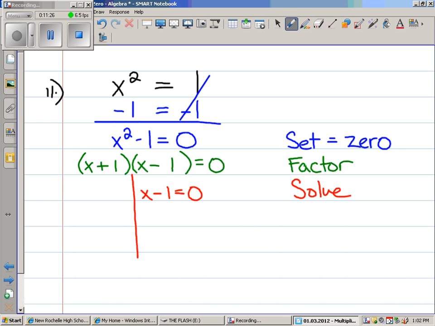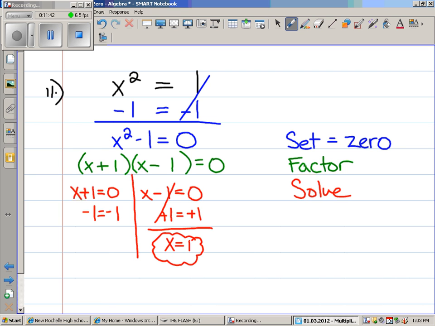X minus 1 is 0. Add 1 to both sides. You get x equals 1. Right? We got x plus 1 equals 0. We're going to subtract 1 from both sides. X equals negative 1.